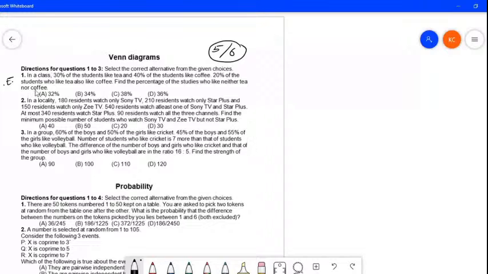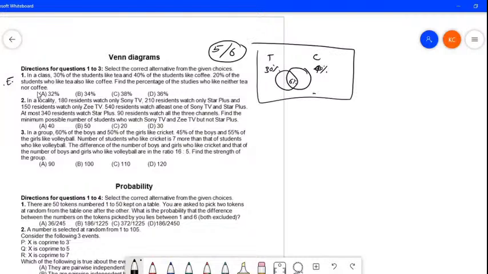Question number 1 is very easy. हम लोग इसमें ये बना देंगे. टी वाले हैं 30, कॉफी वाले हैं 40. 20% people who like tea also like coffee, so this is 6. And so we have to find how many people do not like either coffee or tea. So बाहर वाले लोग कितने हैं ना, इस डब्बे के इधर वाले लोग. So these numbers we already have.